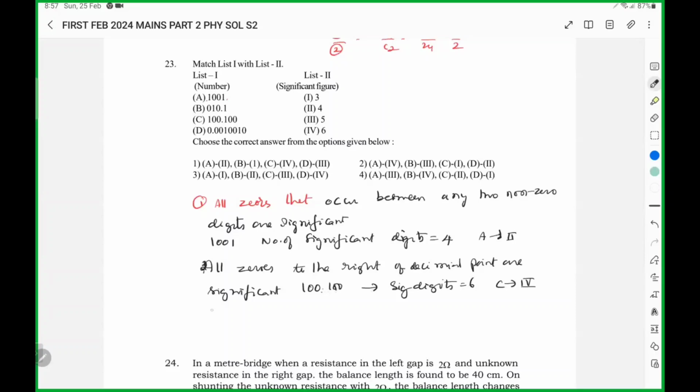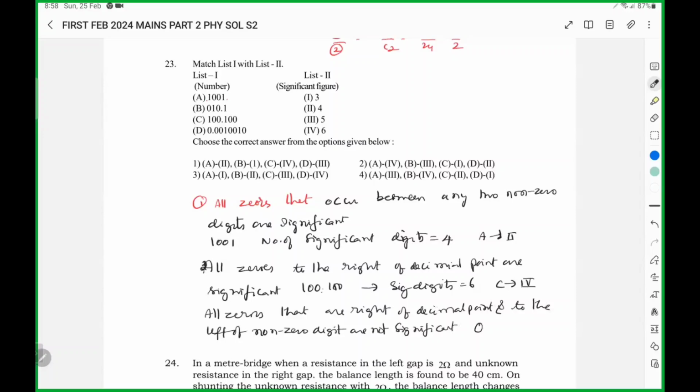And here all zeros that are right of the last non-zero digit, right of the decimal point, and to the left of the non-zero digit are not significant.